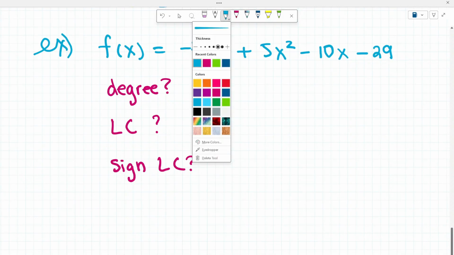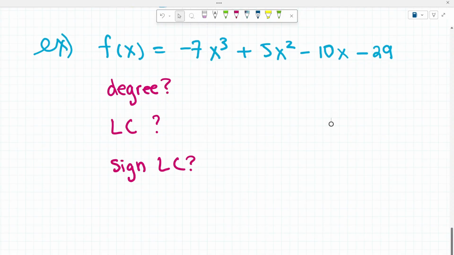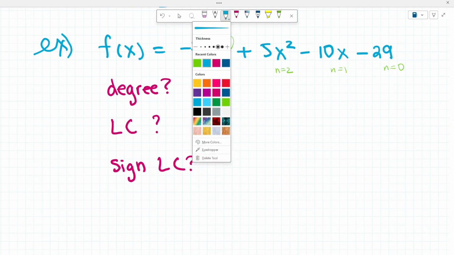Okay, so let's do this one by one. So first of all, the degree. We said that the degree is the largest exponent or greatest power of x. So let's go through all our options. Here n equals 3, n equals 2, n equals 1, n equals 0. This is also following the rule that it should go in decreasing order of x. So technically, if it's always in correct order, you can grab your degree from the first term of x. So therefore, our degree here equals 3.